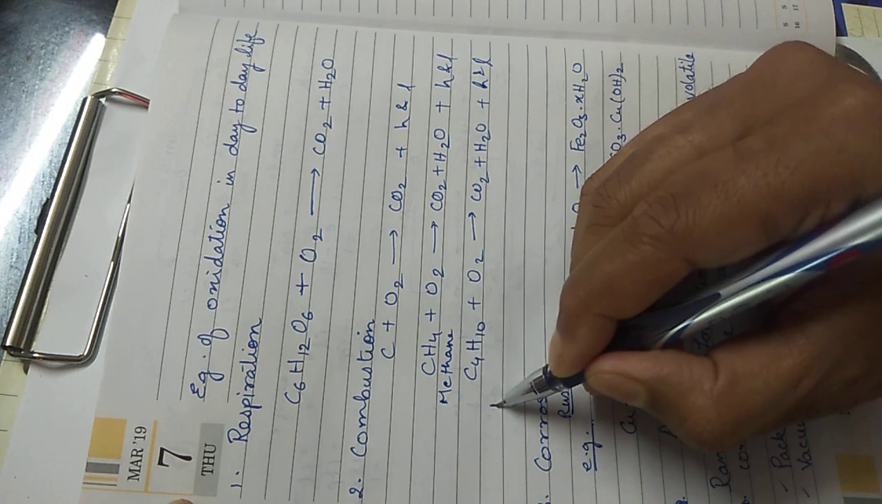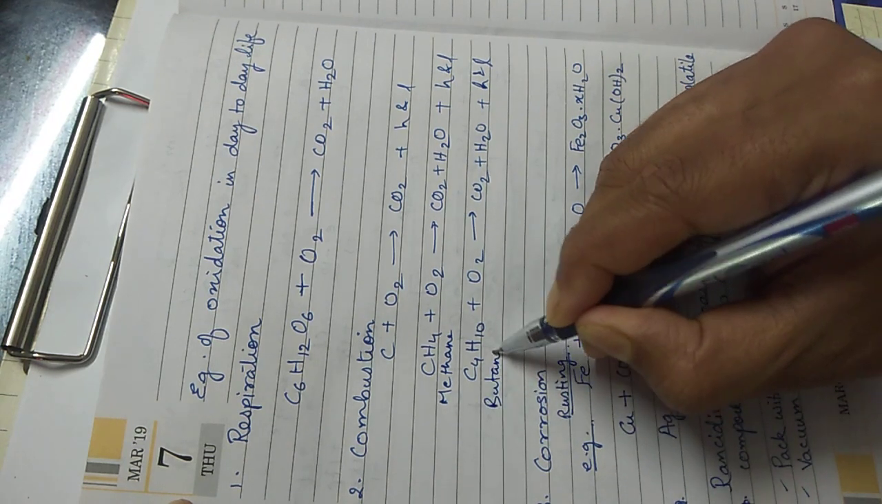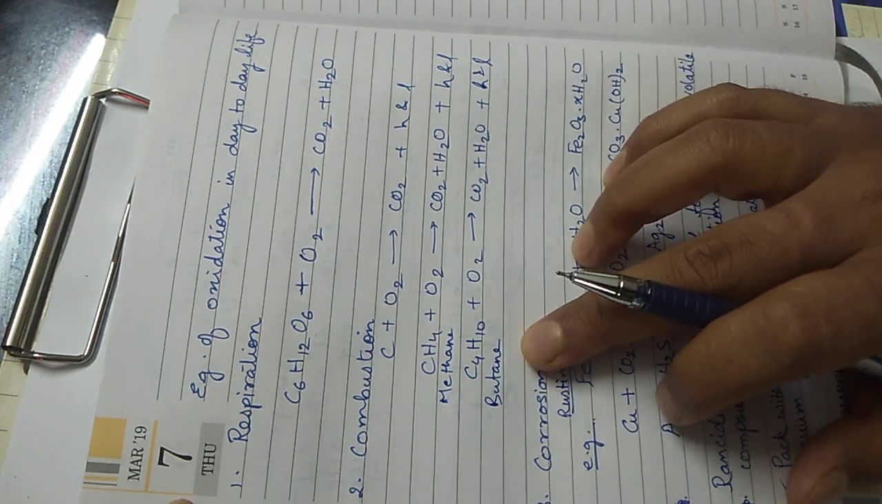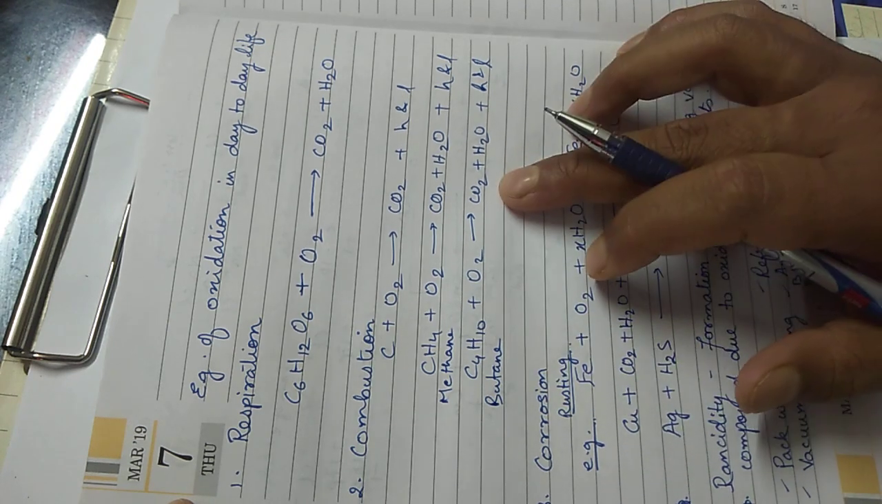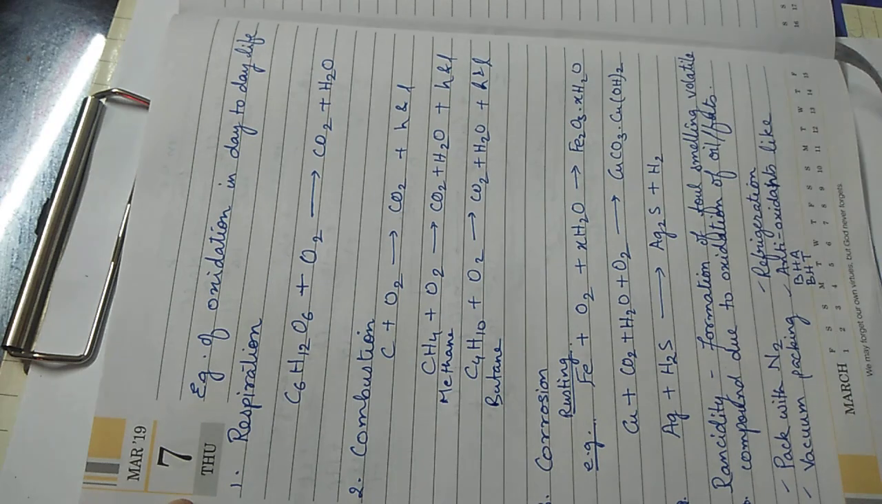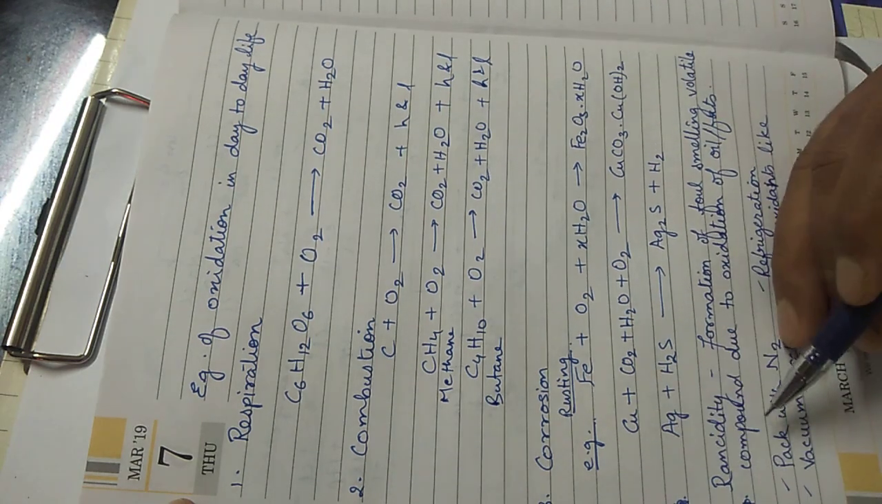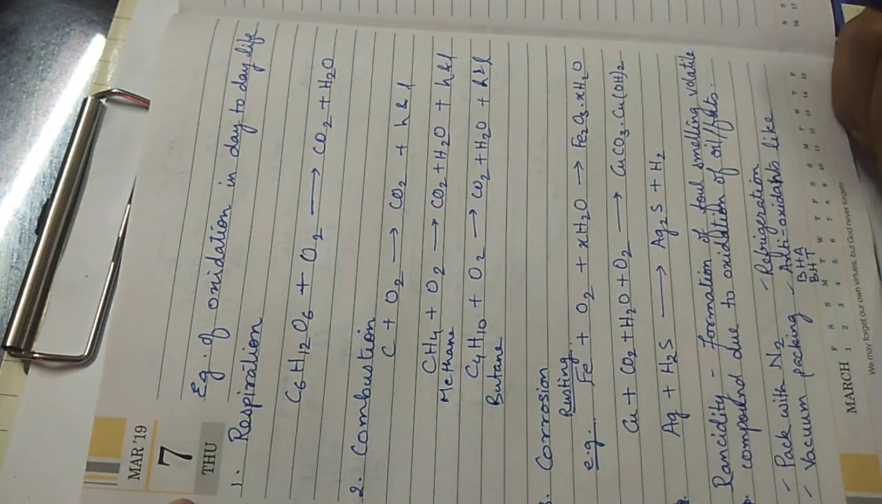This C4H10, this is your butane. Butane is the most important constituent of petroleum gas, LPG, that you use at home. So when you burn that, the products are same, carbon dioxide and water plus heat and light. Two important examples of oxidation which is given.